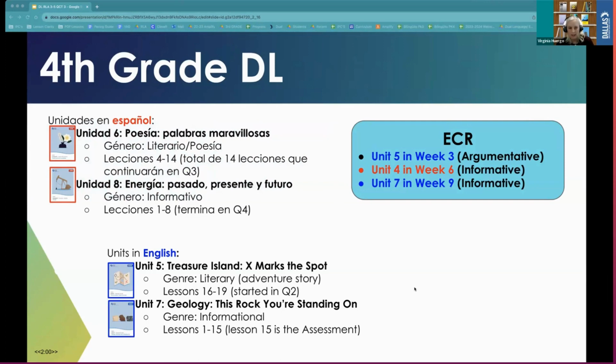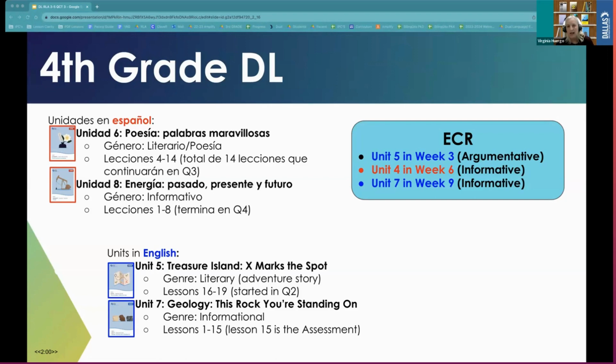Regarding the units in English, you have Unit 5. You will continue with Treasure Island and finish the last lessons, which are related to the writing project. And for Unit 7, Geology, These Rocks You're Standing On, mostly the genre is informational. You will be doing lessons 1 through 15, the last lesson being an assessment. The culminating activity is research. They will be researching a geological feature.